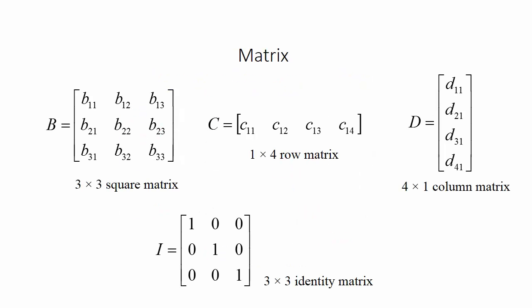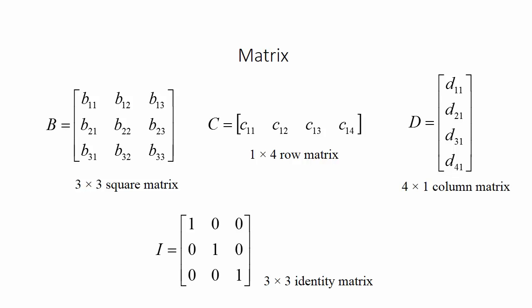Shown here are several examples of matrices. Matrix B is a 3 by 3 square matrix because it has 3 rows and 3 columns. So if a matrix has the same number of rows and columns, it is a square matrix. Matrix C is a 1 by 4 row matrix. It only has 1 row but 4 columns. Matrix D is a 4 by 1 column matrix. It has 4 rows but only 1 column.